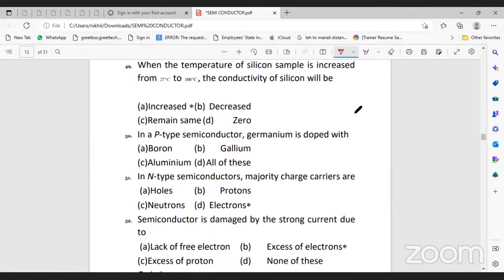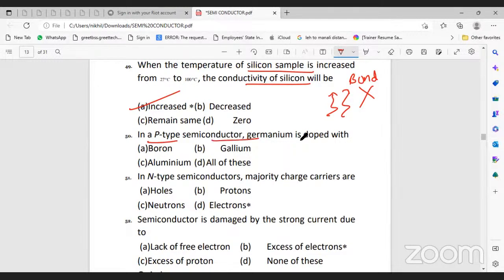When the temperature of a silicon sample is increased, what happens to the conductivity? As the temperature is given, the covalent bond is going to break. As the covalent bond breaks, it creates charge carriers. If the charge carriers are created, the conductivity of the silicon increases.